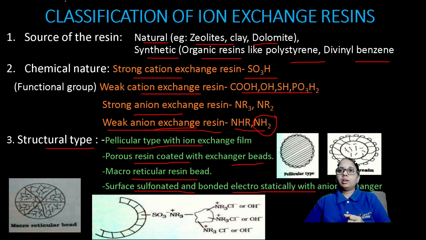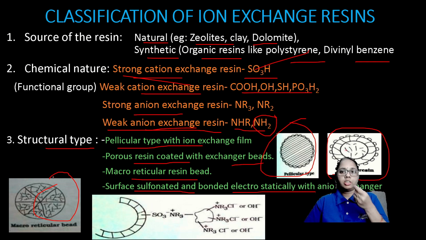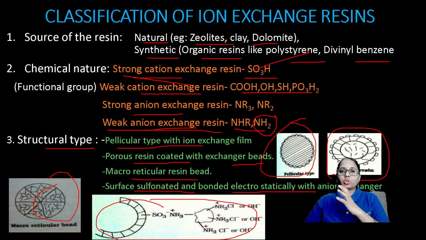So if you see the pictures related to this, this is a picture related to pellicular type, films will be there, and here porous resins like this, you are going to observe here. And if you see these macro reticular beads, okay, this is a reticular structure like a leaf, in the leaf how we are going to observe the reticular beads and like this. And finally surface sulfonated and bonded electrostatically with anion exchanger. This is sulfonated beads. Okay, so this is how the structurally related resinous materials are prepared.